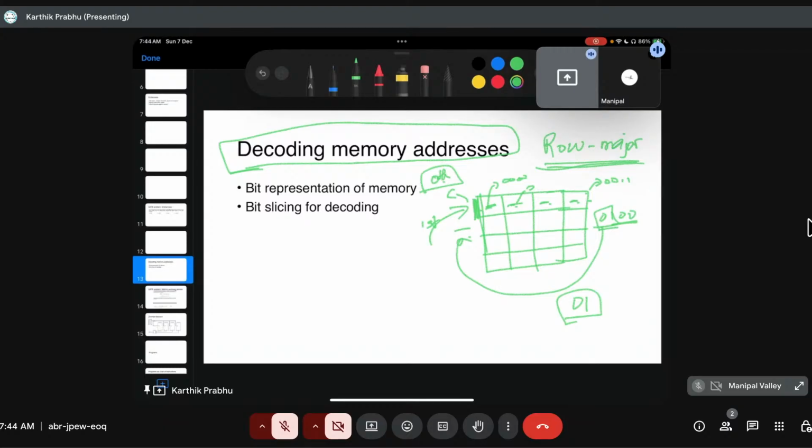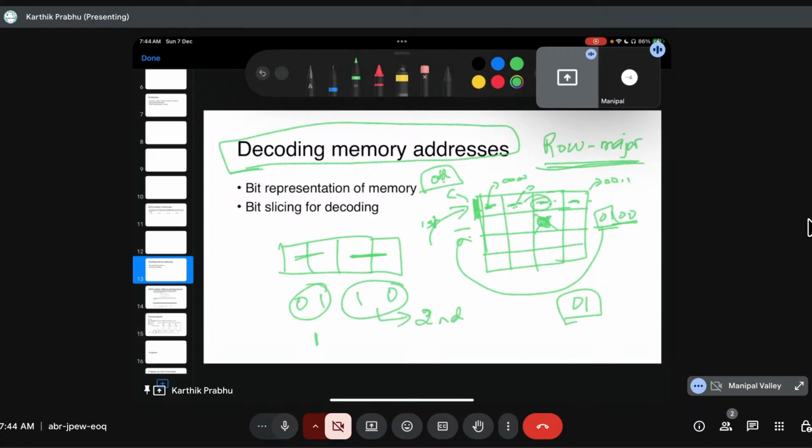We could slice the memory address, which is this box, so that these two bits represent which row it is in, and these two bits represent which column it is in. So now if I give you a random address, say 0110, directly I can say, okay, 10 means it is second, which means the third location, 0, 1, 2 here, and 01 means it is in this row.